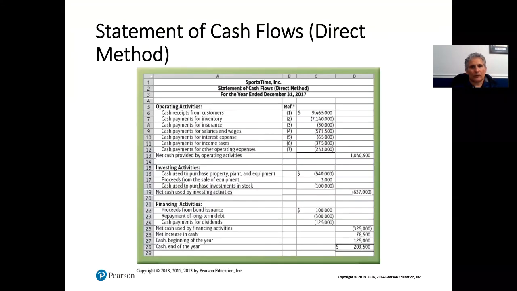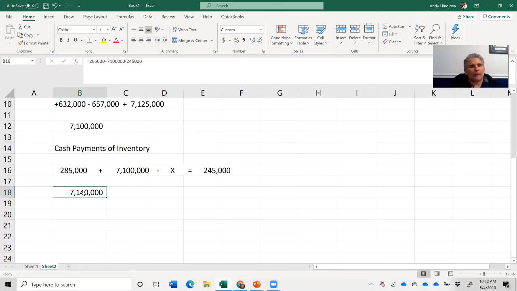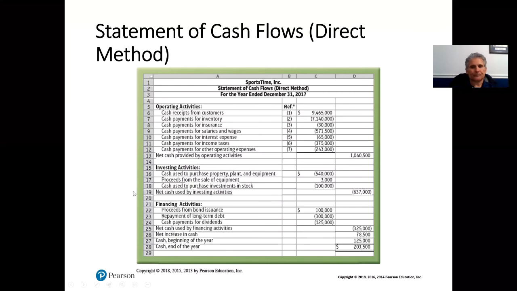We're going to go forward all the way to the statement of cash payments, 7,140,000. That is a negative. That's a negative amount. So that's cash payments. The first one was positive because it's cash receipts. Second one is negative because it's cash payments. 7,100,000, which is what we came up with here.